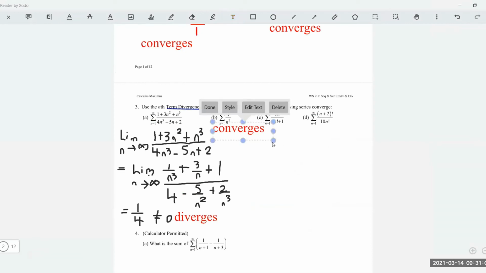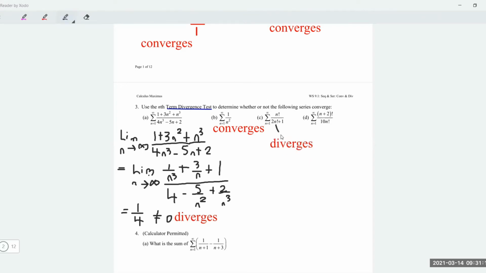Part C diverges. Now let's look at the final one. The sum from 1 to infinity of n plus 2 factorial over 10x factorial.